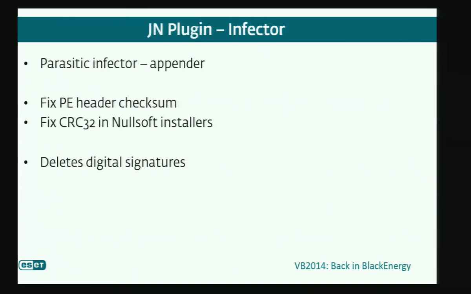Another plugin is used for parasitically infecting executables. Now, since viruses are a marginal thing nowadays, at least in statistical terms, it's always interesting to discover such functionality in malware. So it does its typical viral infection stuff, but what's interesting is that not only does it fix the checksum in the PE header, but in case it's infected a Nullsoft installer, it will also fix the CRC32 value. And also, in order to avoid invalidating digital signatures, it simply deletes any.